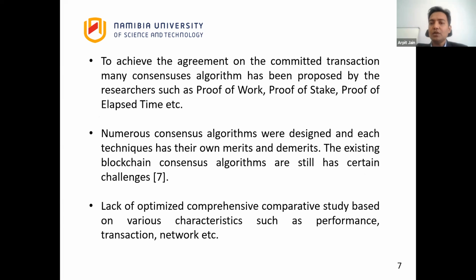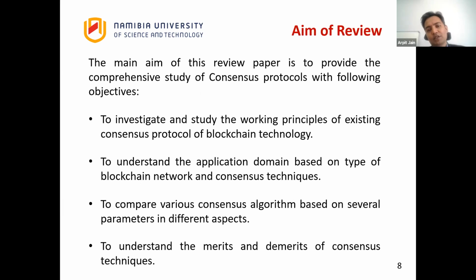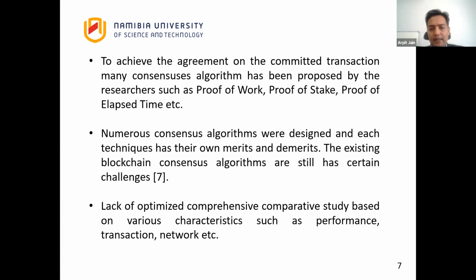To achieve agreement on committed transactions, many consensus algorithms have been proposed by researchers, such as proof of work, proof of stake, proof of elapsed time, proof of burn, proof of capacity, practical Byzantine fault tolerance, Paxos, Raft, and many more. There are numerous algorithms available, and each technique has its own merits and demerits. The existing blockchain has certain issues and challenges, which gives the motivation that in this area we need to research and work.